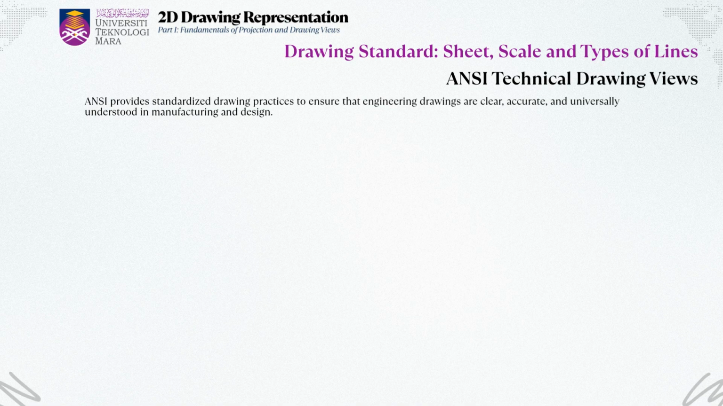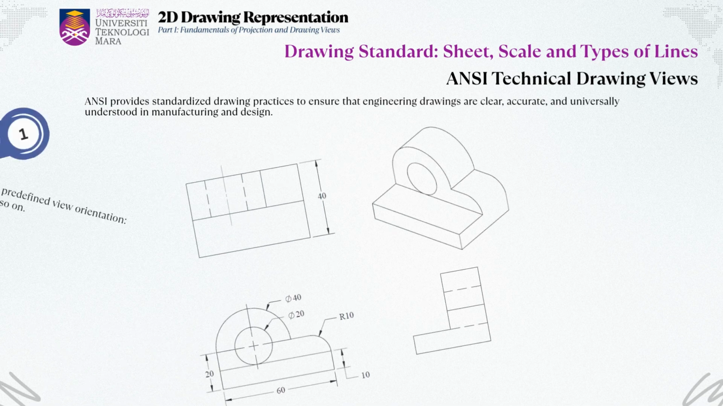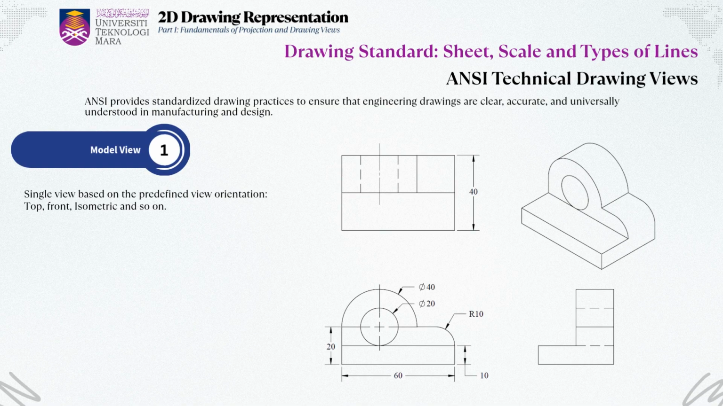There are several types of ANSI views, and each has a specific purpose. Let's explore the different ANSI technical drawing views one by one. The first and simplest one is the model view. This is just a single view of an object, like the top, front, or an isometric view. Think of it like taking a photo from one angle. If you look at a chair from the front, you can see how tall and wide it is, but you won't see how deep it is. That's the idea of a model view, it gives you a basic idea of what the object looks like. This is often enough for simple parts or early design sketches when we don't need too many details yet.